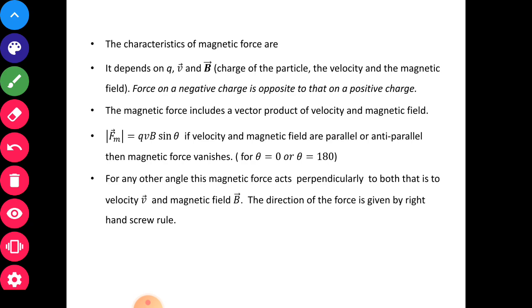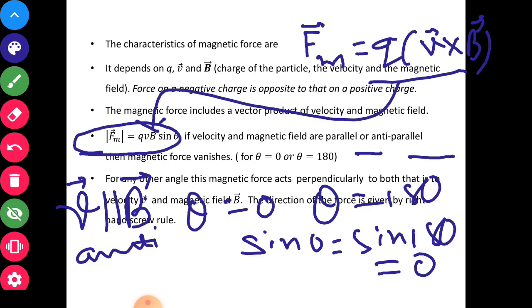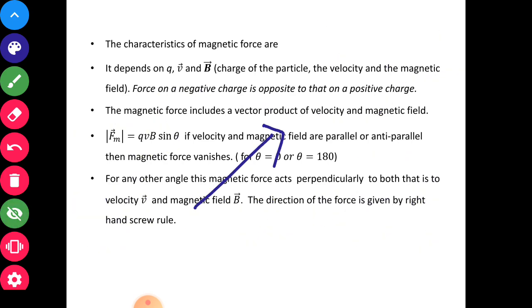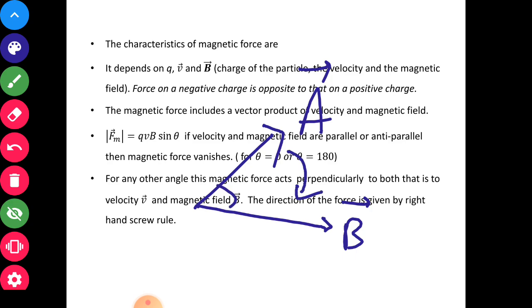For any other angle, this magnetic force acts perpendicularly to both velocity and magnetic field. Now A cross B, how do you find the direction? You take the vector product, say A cross B, then A is rotated in the direction of B. And the direction of the advancement of the right hand screw is the direction you take.